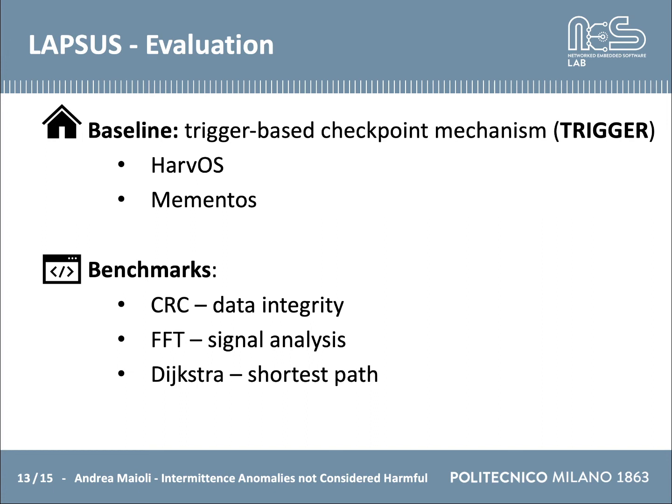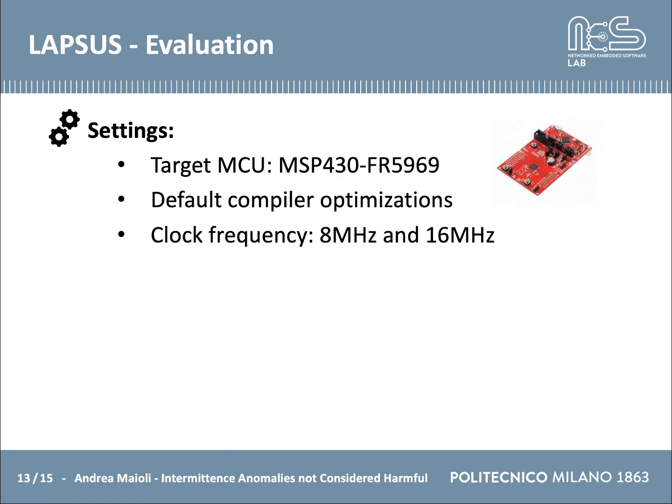So we use the cyclic redundancy check that is commonly used for data integrity, the fast Fourier transform that is commonly used for signal analysis, and the Dijkstra algorithm that is commonly used for finding the shortest path between the nodes in a graph. We consider as target microcontroller unit the MSP430FR5969 from Texas Instruments, which features a directly addressable and internal ferroelectric RAM. We use the default compiler optimizations, and we consider a clock frequency of both 8 and 16 MHz.